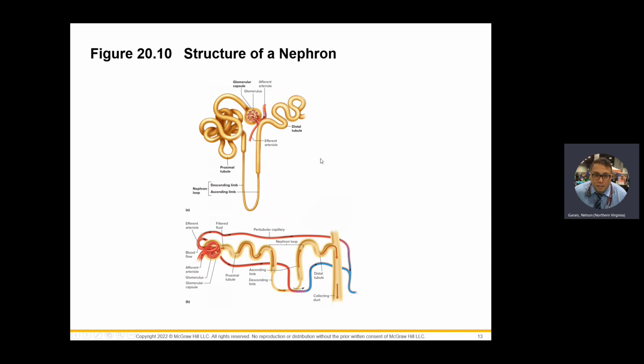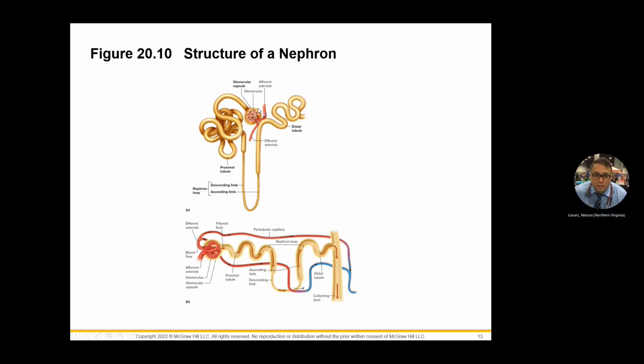So let's go through the structure of the nephron. All of this is microscopic. There are tens of thousands of them in the cortex, which is the outer region that has all the arteries and veins of your kidney. The first part, where dirty blood, for lack of a better term, is going through, is your glomerulus. That's where all the filtration happens.